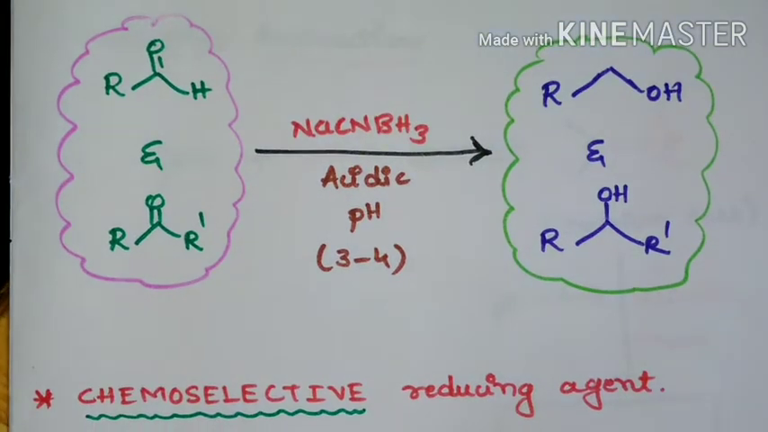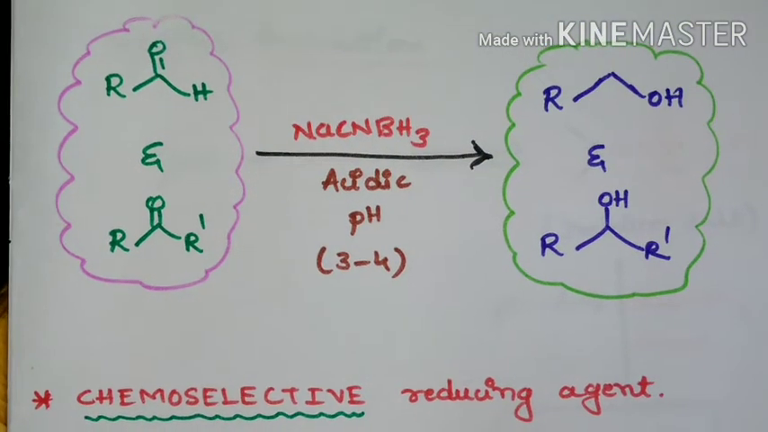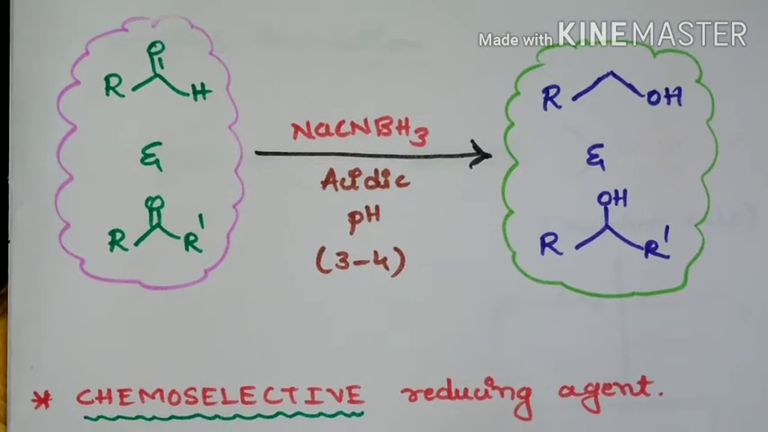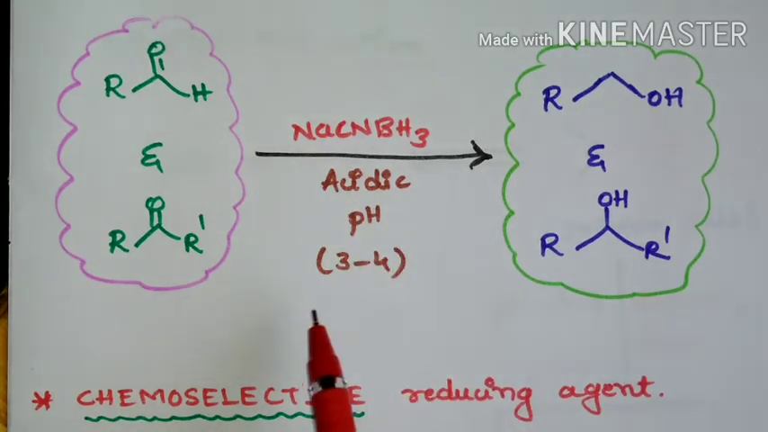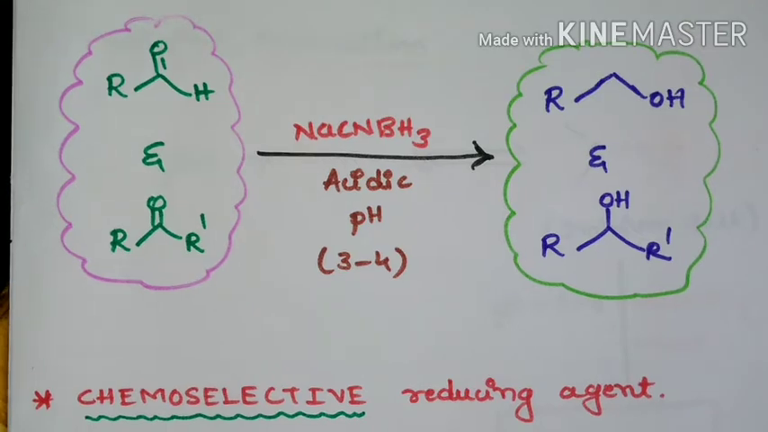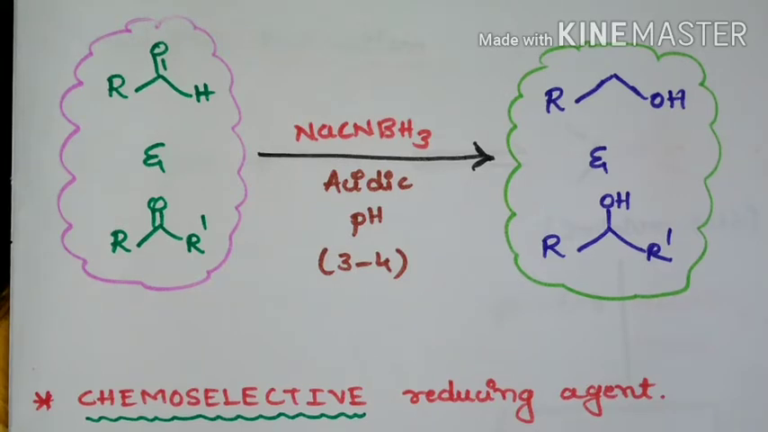So here you can see aldehyde and ketone will be reduced to the corresponding primary alcohol and secondary alcohol only under acidic pH, that is a pH range of 3 to 4. And sodium cyanoborohydride will not reduce aldehyde and ketone under neutral pH. So this is a very important thing you need to remember about sodium cyanoborohydride.